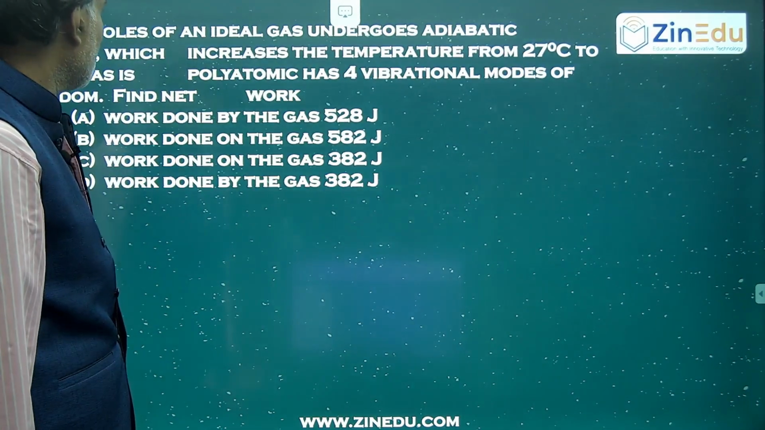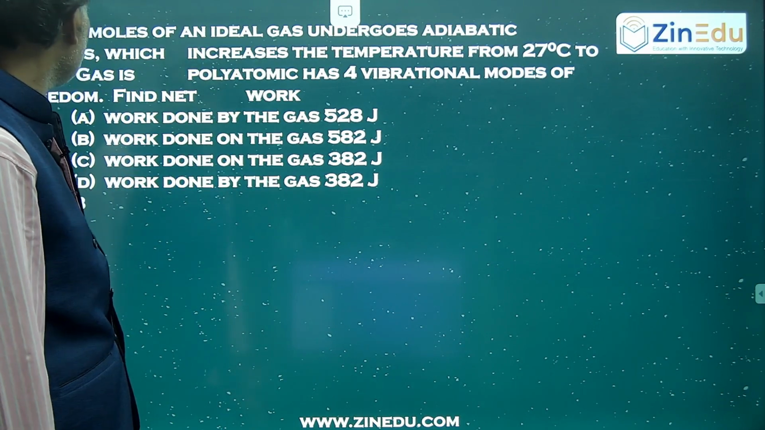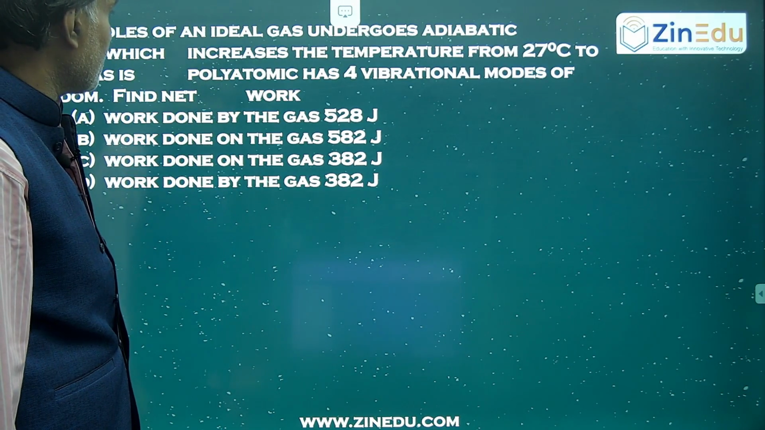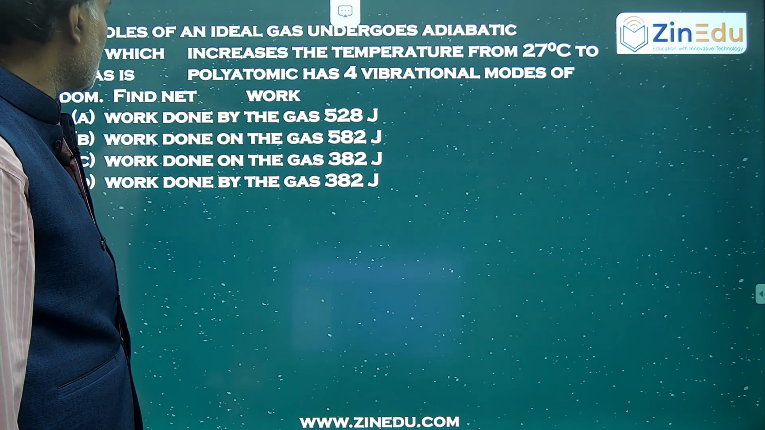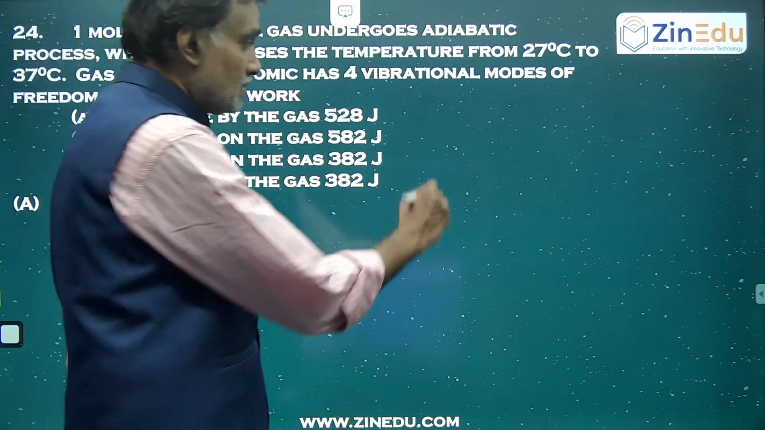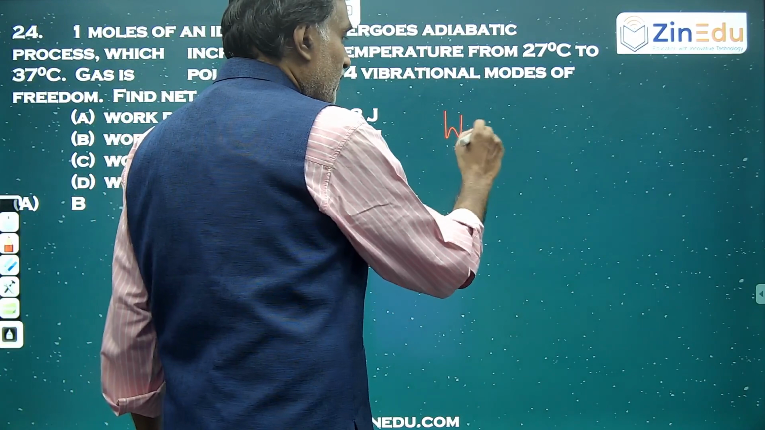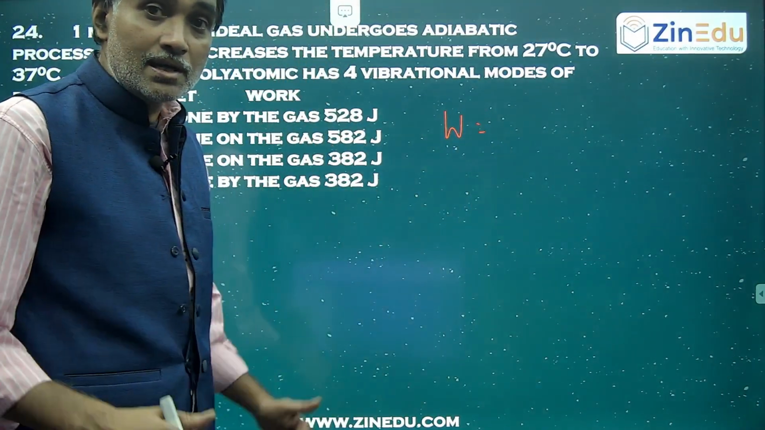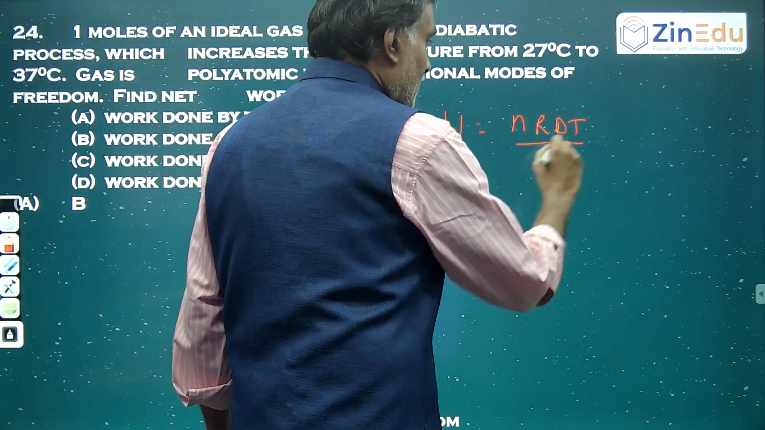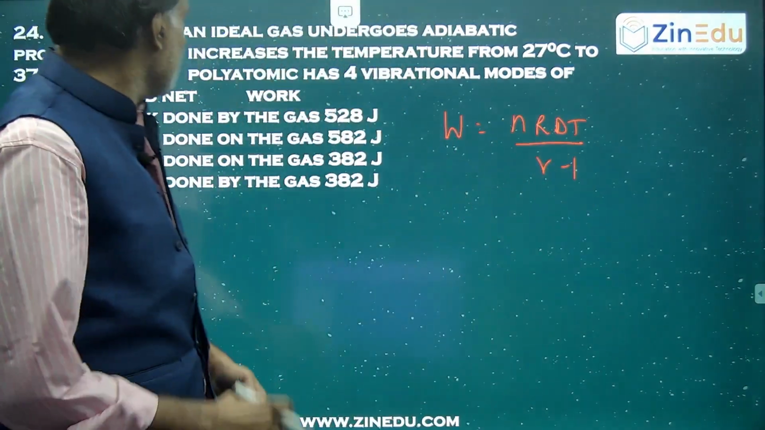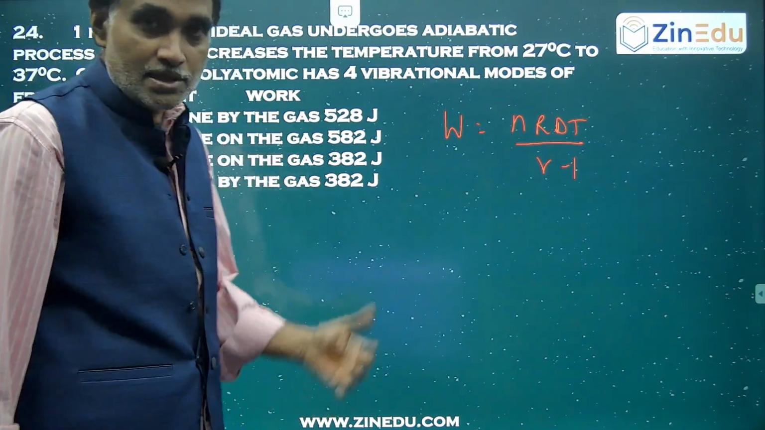24. One mole of an ideal gas undergoes an adiabatic process, temperature changing from 27 to 37. The gas is polyatomic and has 4 vibrational modes. Find the net work done. What is work done in an adiabatic process? Work done is (P1 V1 minus P2 V2) by gamma minus 1, or nR delta T by gamma minus 1. But actually the temperature is increased, so internal energy has increased. So work done should be negative because it is an adiabatic process.